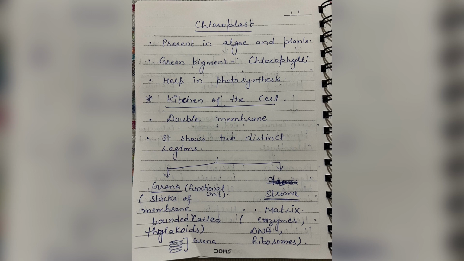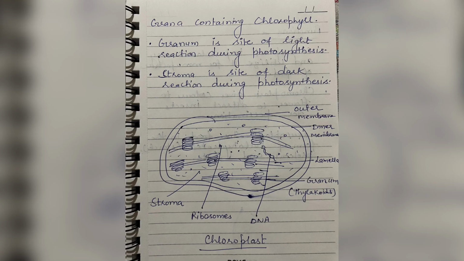Now what is this light reaction and what is this dark reaction? Actually, light reaction is when the sunlight is absorbed by the grana, into the chlorophyll. Chlorophyll is a pigment which absorbs the sunlight in itself, and during the dark reaction that energy is used to prepare the food.